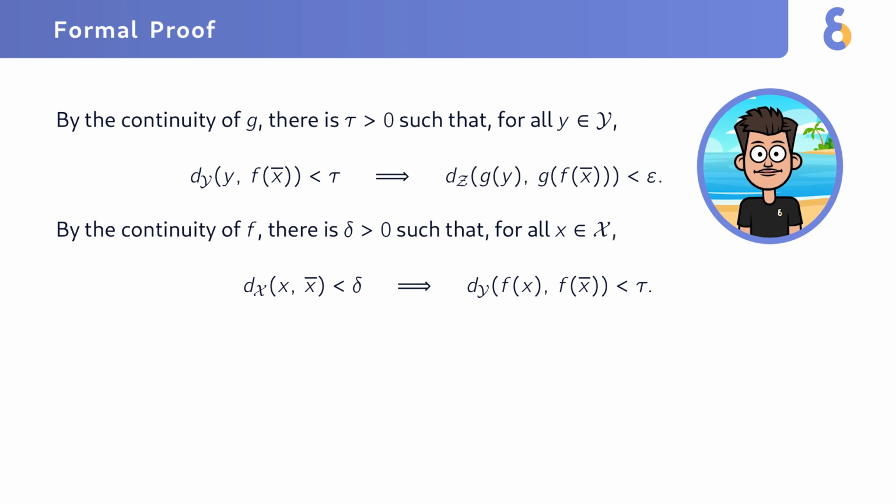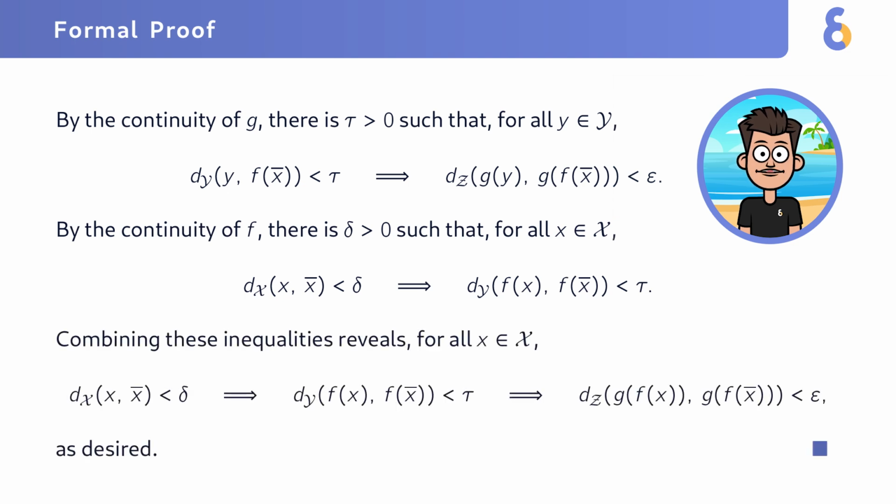Alright, with that out of the way, let's combine these inequalities to see that for all little x in X, if the distance between x and x bar is less than delta, then the distance between f of x and f of x bar is less than tau, which implies the distance between g of f of x and g of f of x bar is less than epsilon. That completes the proof.